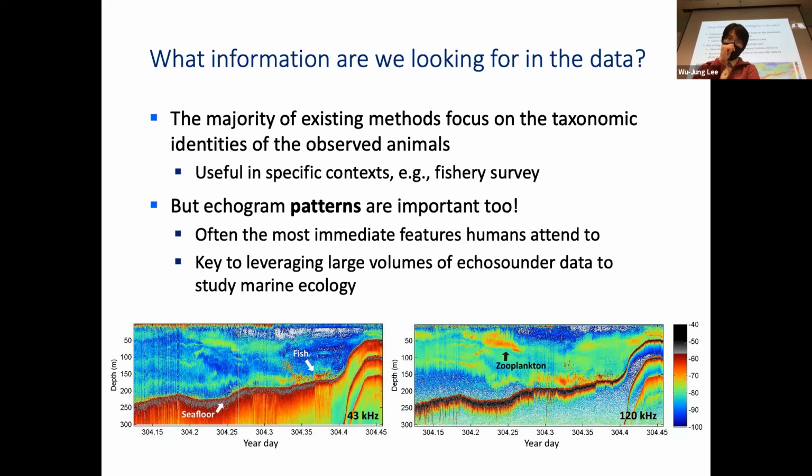However, what I wanted to say is that the patterns that you see on the echogram are also very important in addition to the taxonomic identity of the animals. To give an example of what I mean by patterns, right? If I don't tell you anything about how fish and zooplankton scatter sound, and you simply look at these 2 echograms, you are probably going to tell me that there are some blobs that look orange and they are associated with different parts of the water column. And some of those potential animals lie near the sea floor, right?